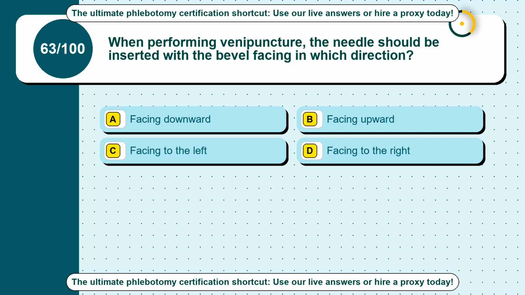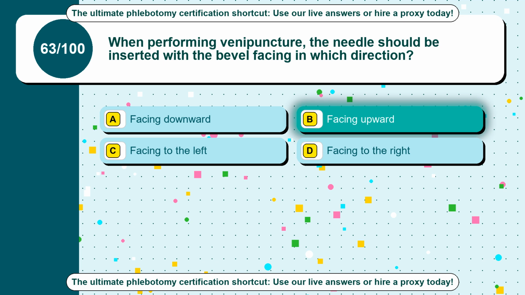Option B, facing upward. Option C, facing to the left. Option D, facing to the right. The correct answer is option B, facing upward.